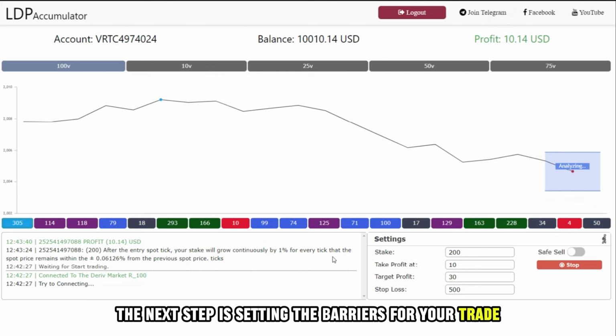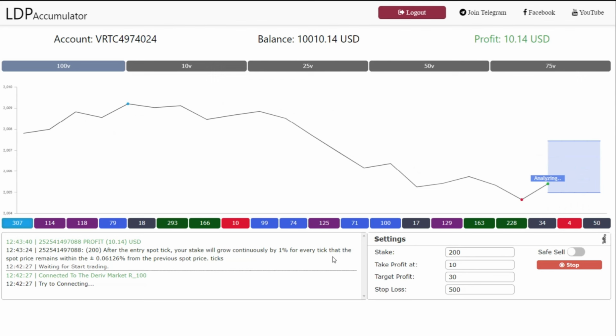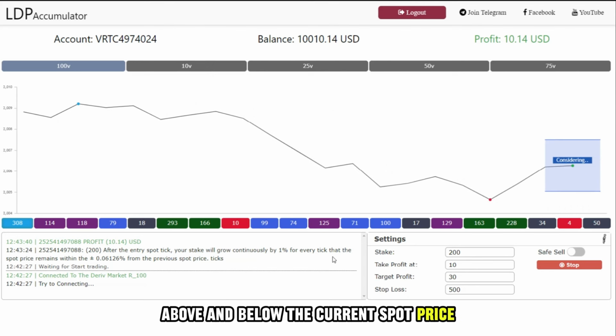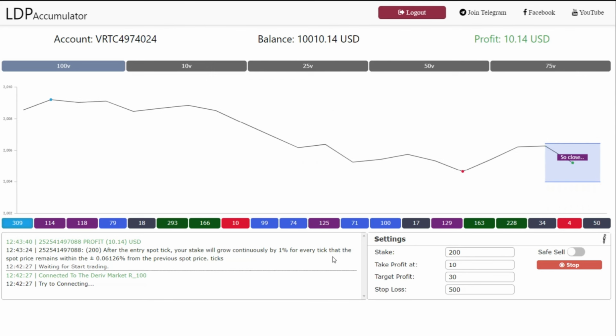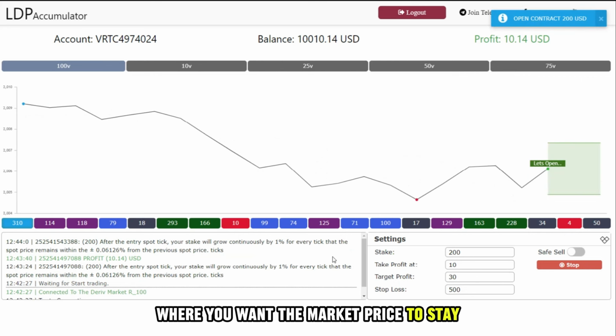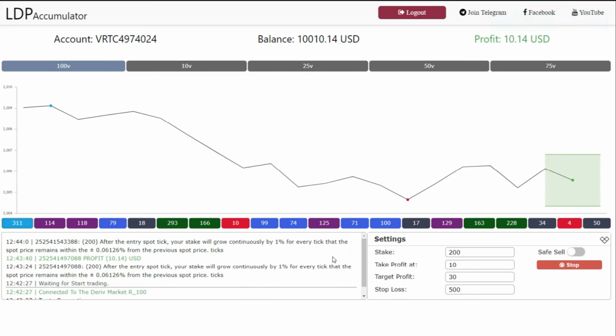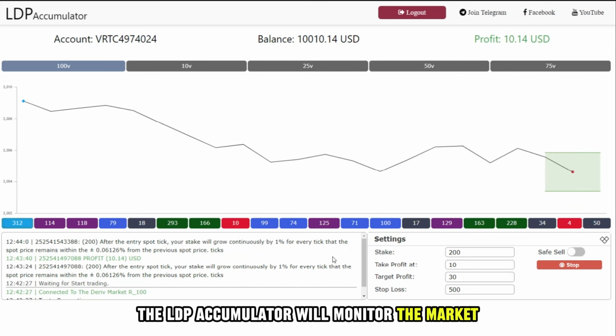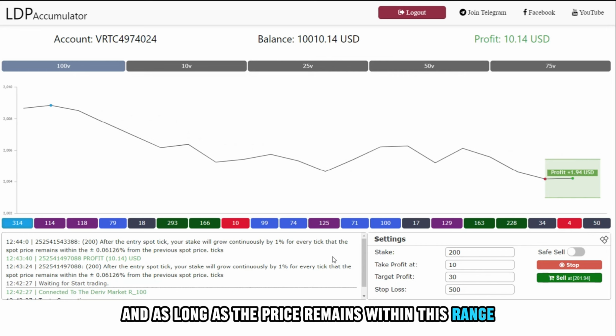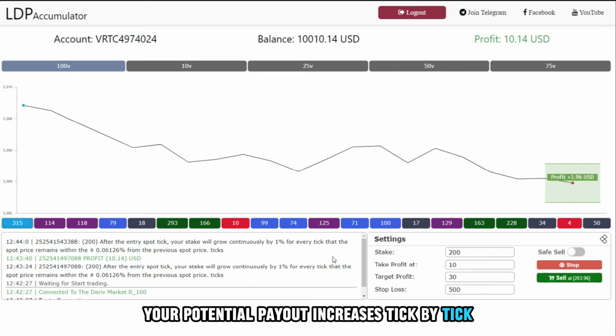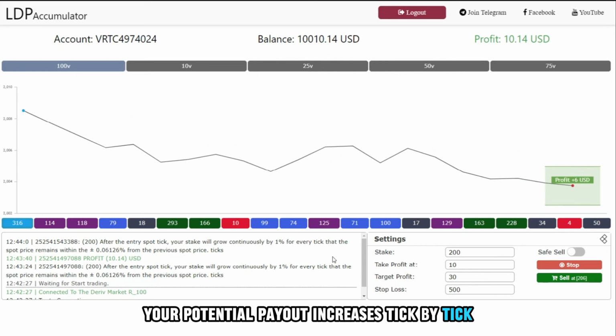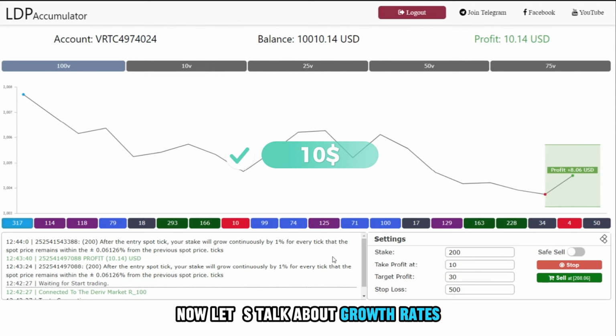The next step is setting the barriers for your trade. These barriers create a range above and below the current spot price. Think of this as the safe zone where you want the market price to stay. The LDP accumulator will monitor the market, and as long as the price remains within this range, your potential payout increases tick by tick.